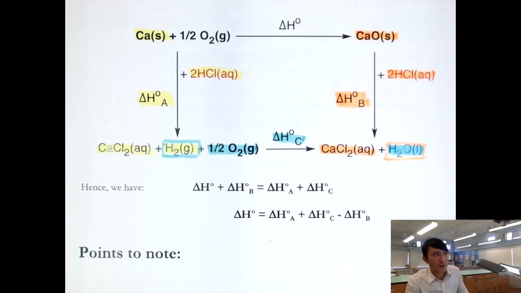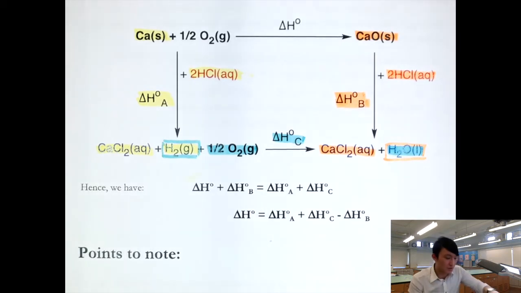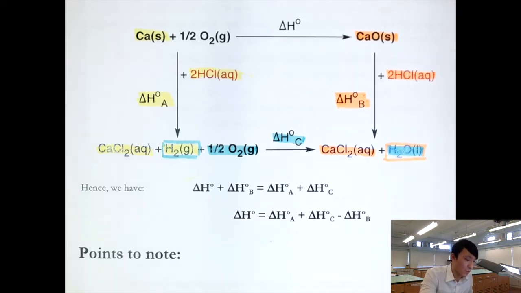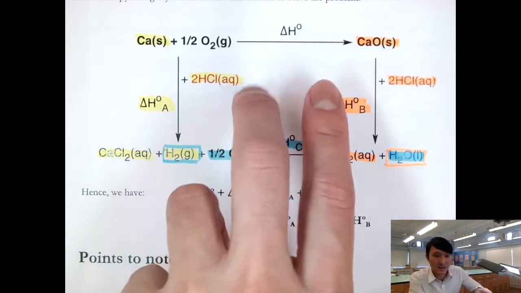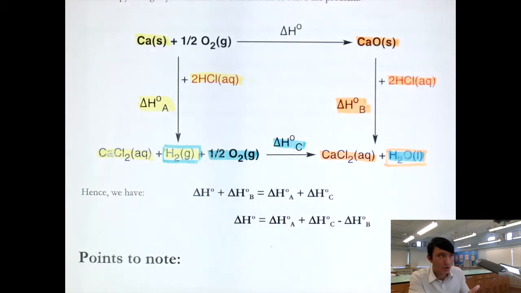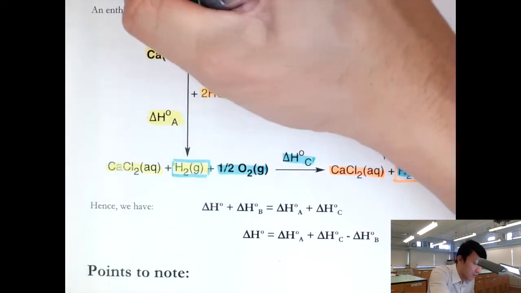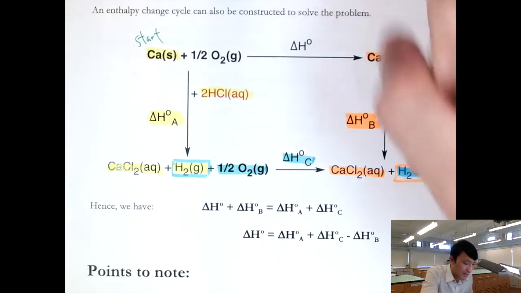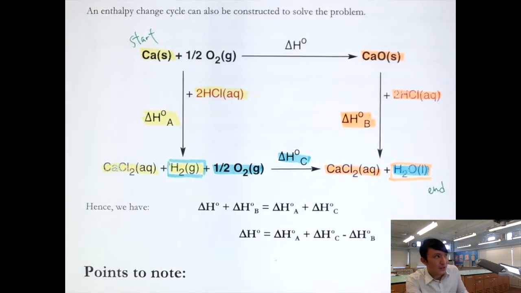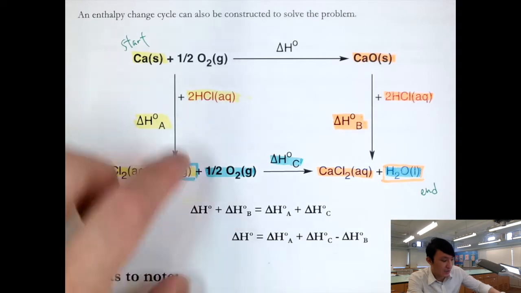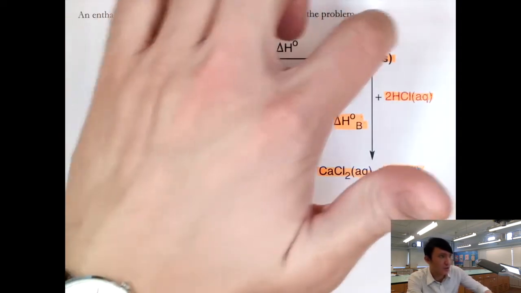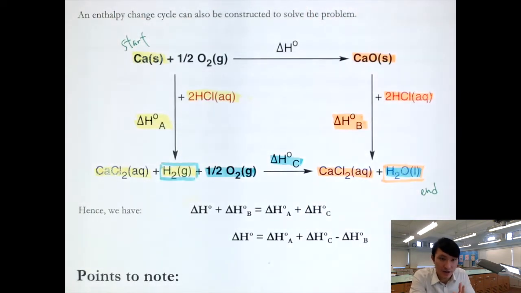So this is how we can make use of those enthalpy terms to construct a cycle. After constructing the cycle, then we can choose the starting point and the end point. Usually, the way I choose is I will choose the one that does not involve any flipping of arrows. So, for example, I will start from here and end at here. If I put it this way, then you can either go for this one or this one, okay? You don't have to flip any arrows.